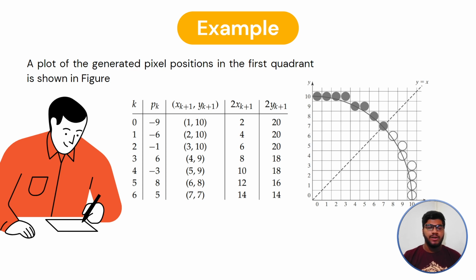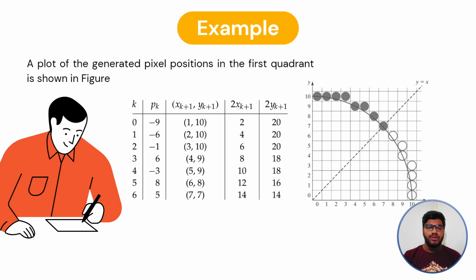So in the first iteration, we can see that the pk value is -9. So we are going to increment the xk plus 1 as 1, and the yk plus 1 remains constant. And the corresponding 2xk plus 1 and 2yk plus 1 are calculated. In the fourth iteration, we can see that the decision parameter value is 6, so it's a positive value. So we are going to increment the xk plus 1 and decrement the yk plus 1. Here the 3 is incremented as 4 and 10 is decremented as 9, and the corresponding 2xk plus 1 and 2yk plus 1 are calculated.